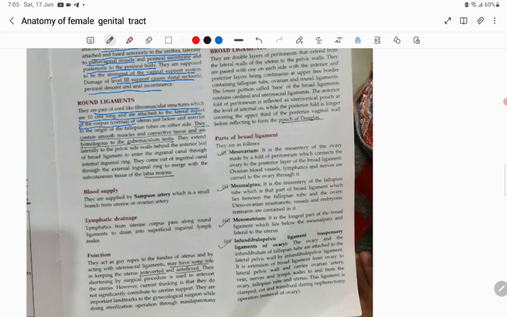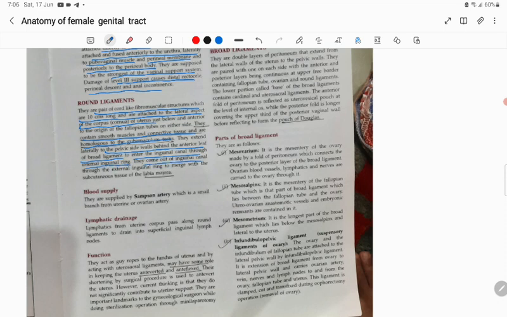Corpus, lateral aspect of the corpus, cornu of the uterus, just below and anterior to the origin of the fallopian tube on either side. They contain smooth muscle cells and connective tissue, and are homologous to the gubernaculum of the testis. They extend laterally to the pelvic side wall, behind the anterior leaf of the broad ligament, to enter the inguinal canal through the deep internal ring.